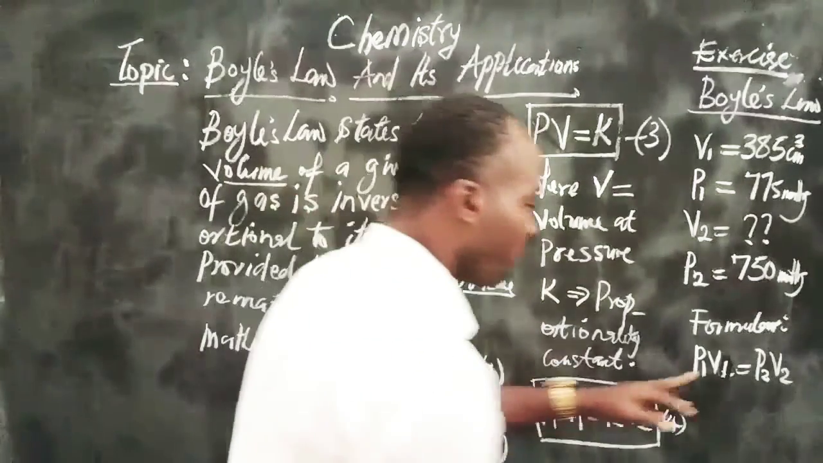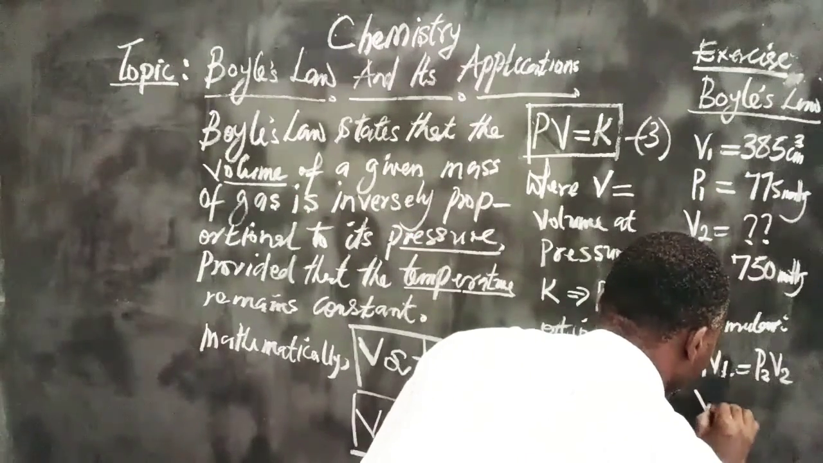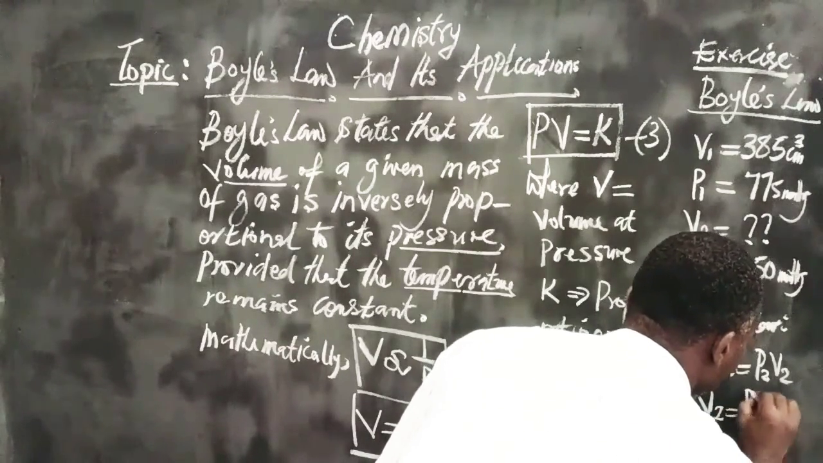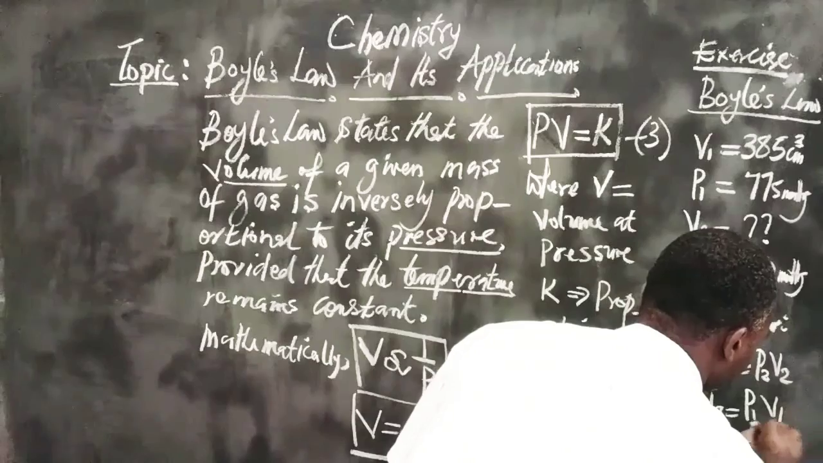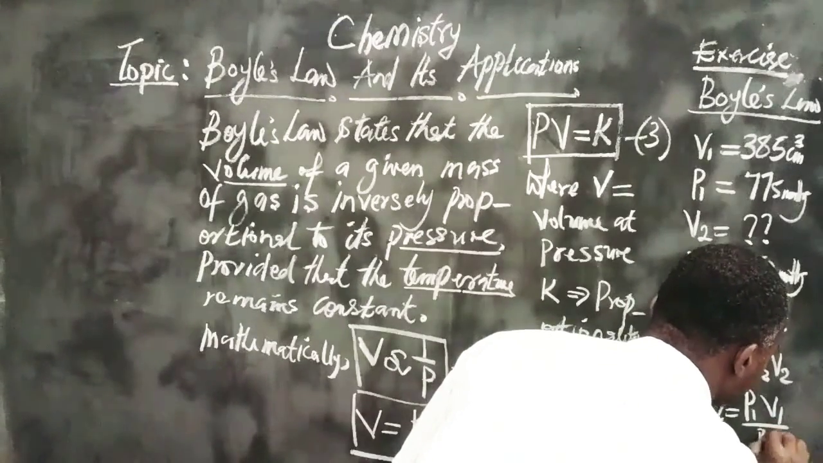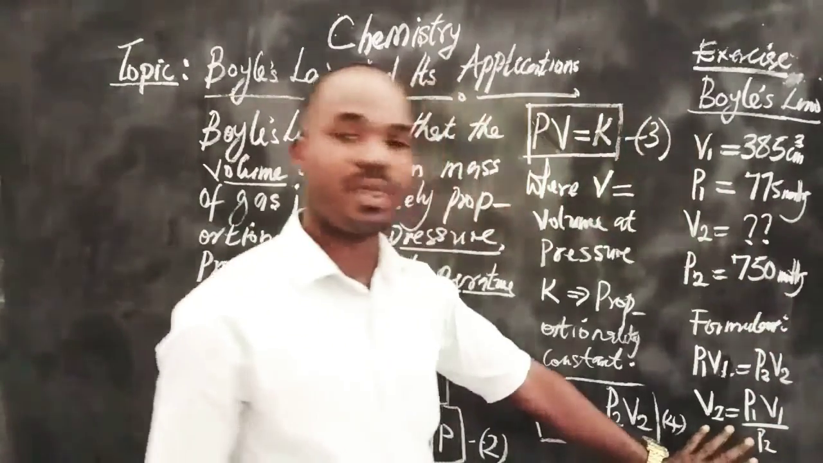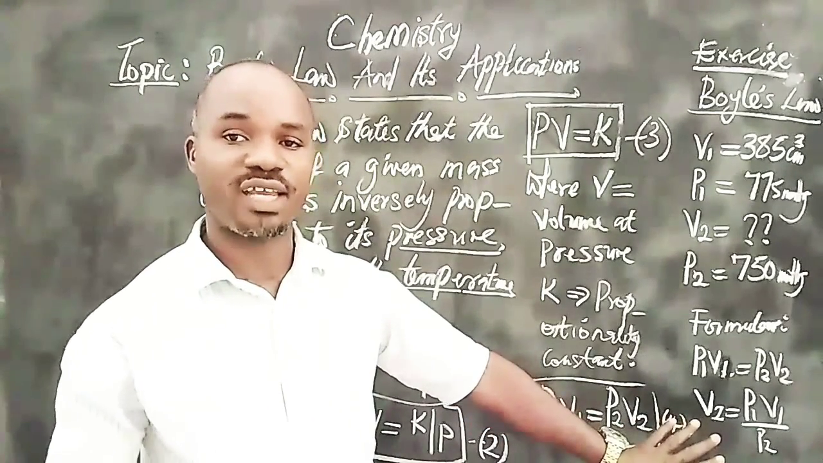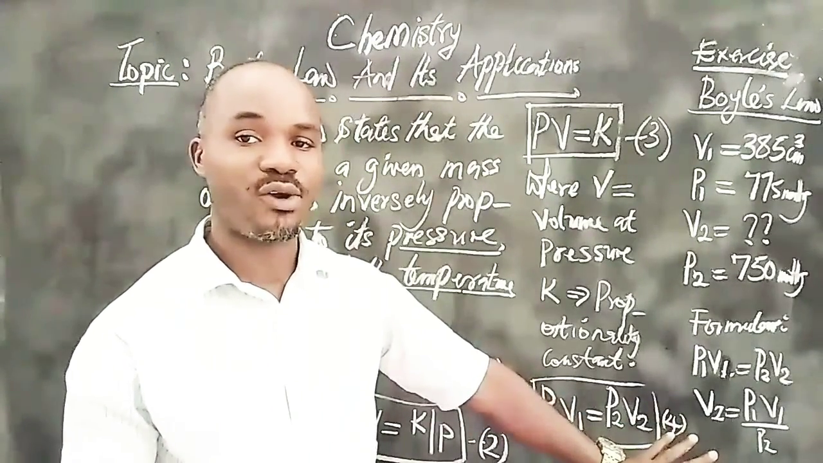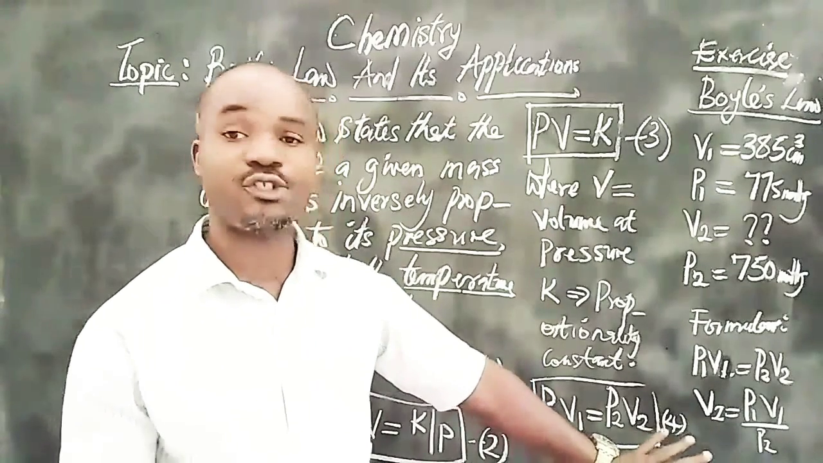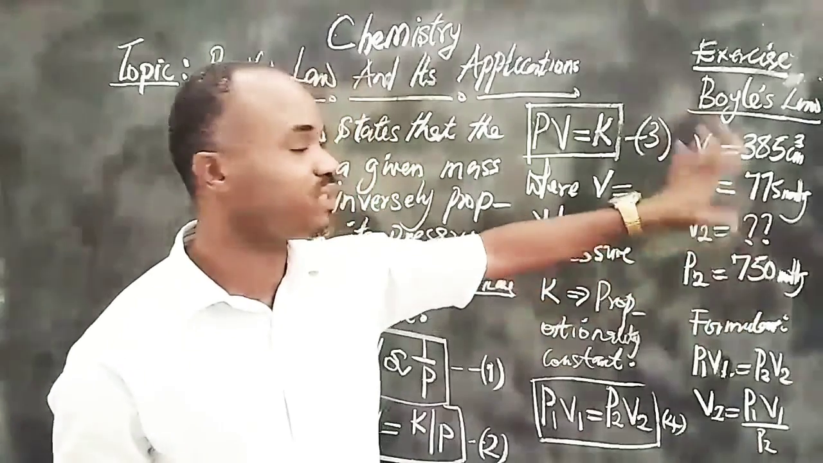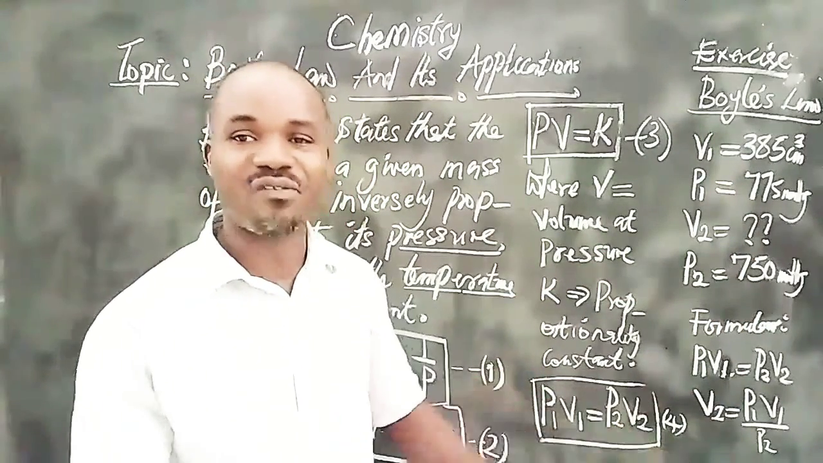So we are looking for V2. We make it the subject of the formula. V2 is equal to P1 V1 all over P2. So as it is, we have made V2, that is the final volume of the gas, the subject of the formula. So we are going to use this, and then substitute these values accordingly and arrive at the final answer.